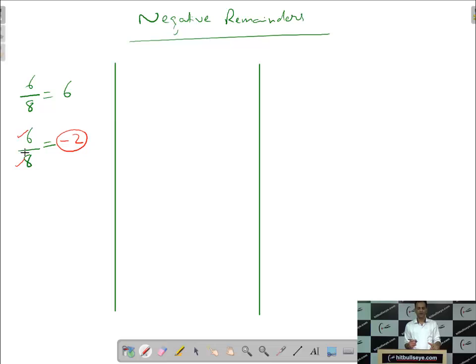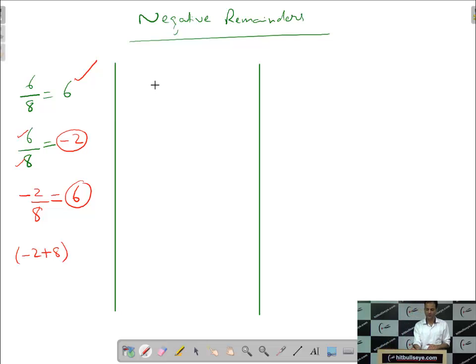So minus 2 is the negative remainder when you divide 6 by 8. Or if I write minus 2 divided by 8, what is the positive remainder? Then what you will do? To this minus 2, you will add the number with which you are dividing: minus 2 plus 8. So it will be plus 6. So plus 6 is the positive remainder. As we have already taken 6 divided by 8, the remainder will be 6.